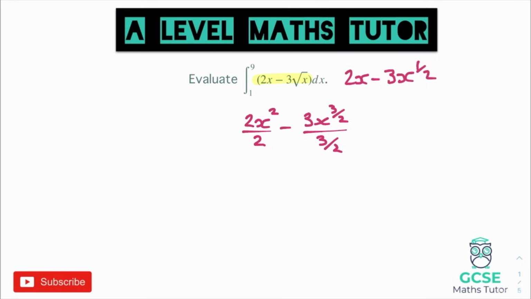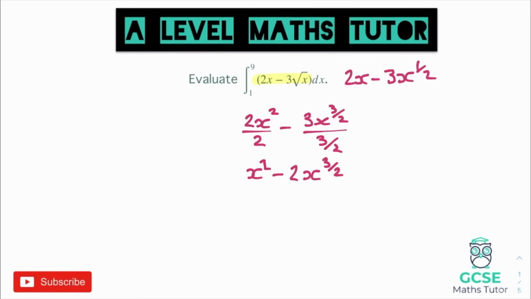Now at this point here, you are okay to simplify this, so we'll simplify this a little bit. Now you don't have to, because we're going to type this into a calculator anyway when we go about this, but we can simplify that. So the first piece there, if we divide that by 2, we get x squared, and for the second piece, when we divide that by 3 over 2, we get 2x to the power of 3 over 2.